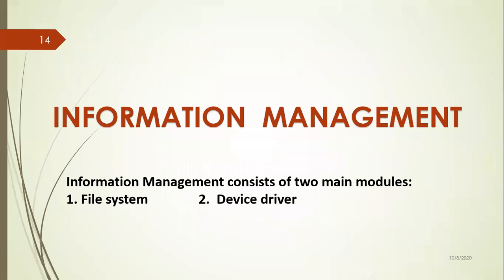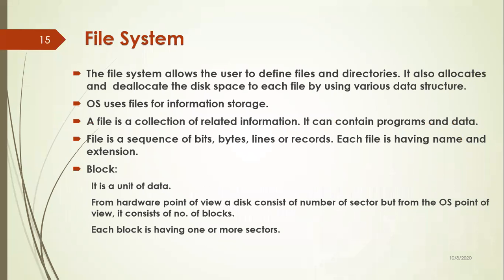Now we are going to learn the services: information management, process management, and memory management in detail. The first service is information management. In information management, two modules are important. First is the file system, and next is the device driver. Now, what is a file system? The file system allows the user to create files and directories in the system. It allocates and deallocates space to these files by using various data structures.